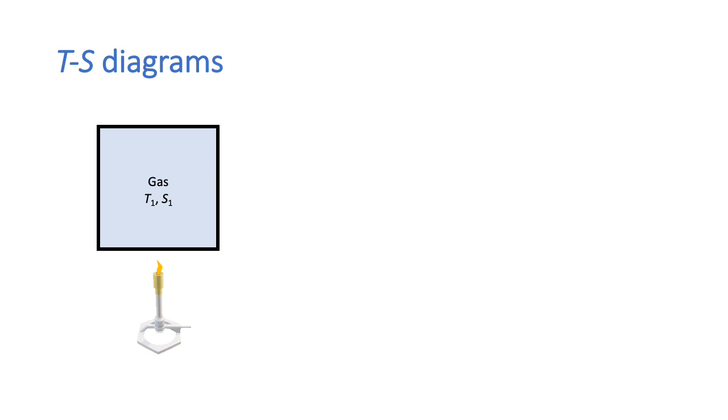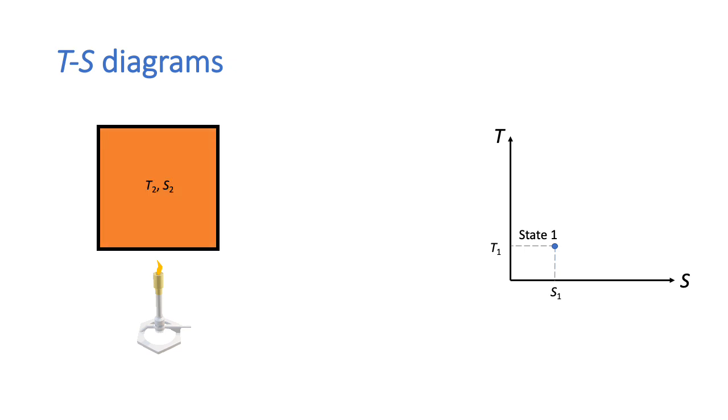A rigid container is filled with gas, which is at some temperature T1 and has entropy S1. We can represent a heating process on a TS diagram. So we mark the initial state at T1, S1. The gas is now heated until it reaches a final state with temperature T2, entropy S2. We can mark that state also on the TS diagram. The process is then shown by this line joining state 1 to state 2.